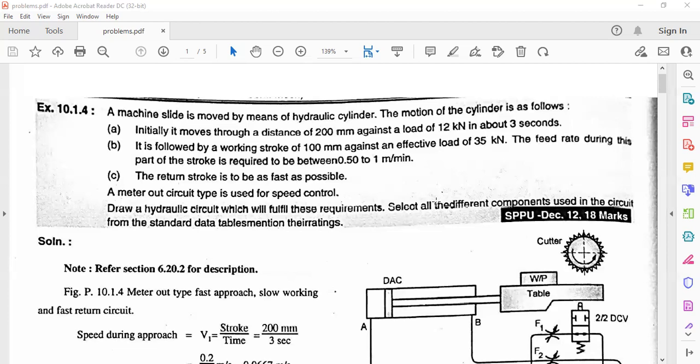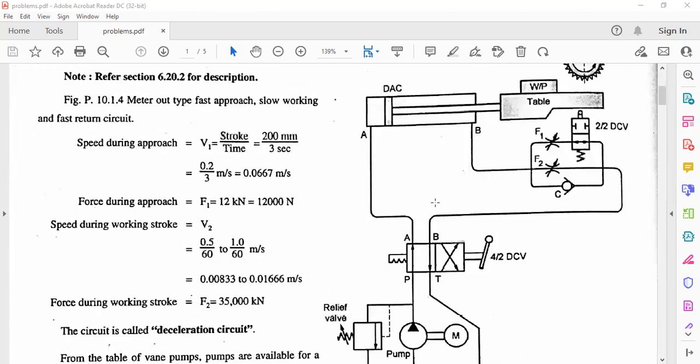Write down the solution. So refer to this figure for the meter-out circuit, fast approach, slow working, fast return circuit. Speed during approach, V1, equal to stroke upon time. 200 mm upon 3 seconds, which means 0.0667 meter per second.